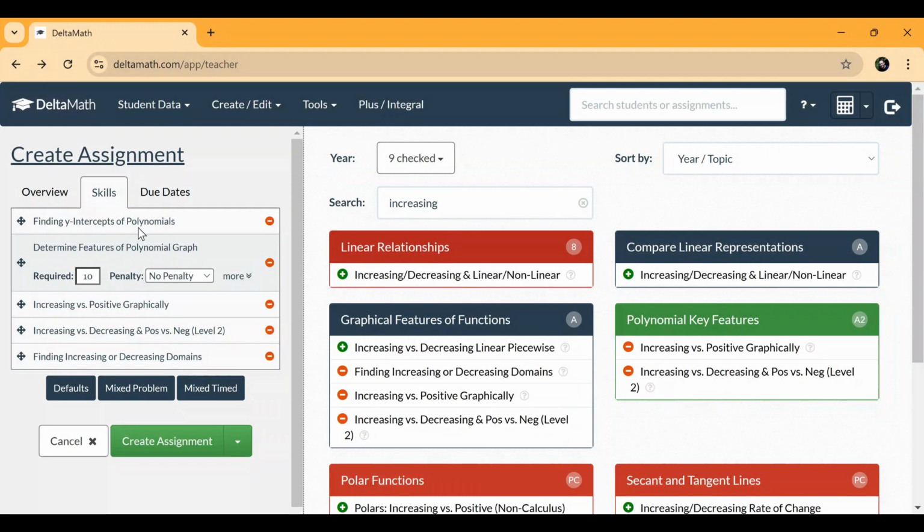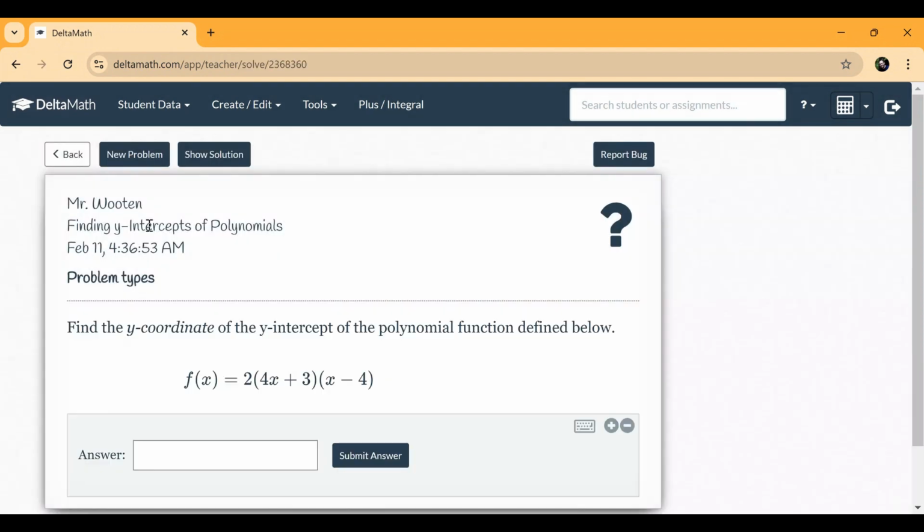All right, so what we're going to do is I want to walk you through some of the assignments from DeltaMath that go along with your practice problem sets. What you're going to see is 5 different types of problems that you're asked to work on, focused on key features of polynomials.